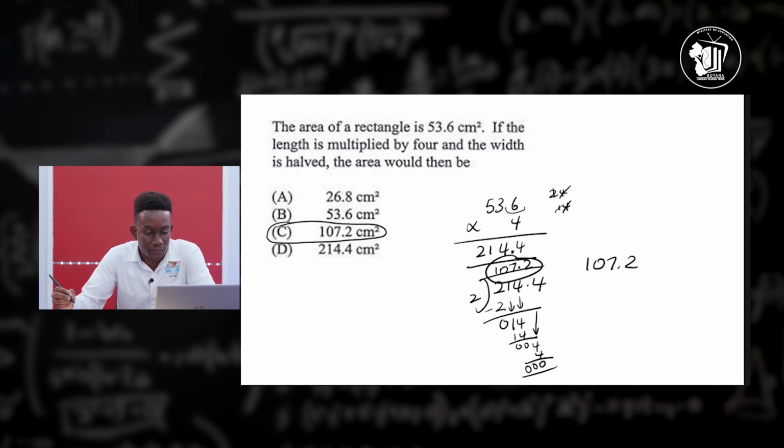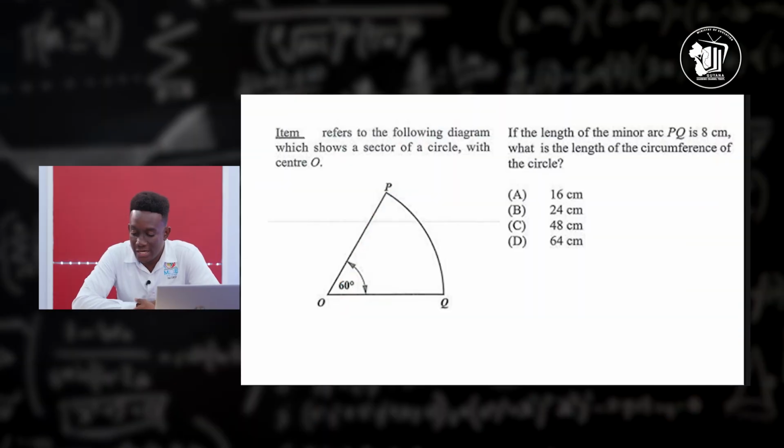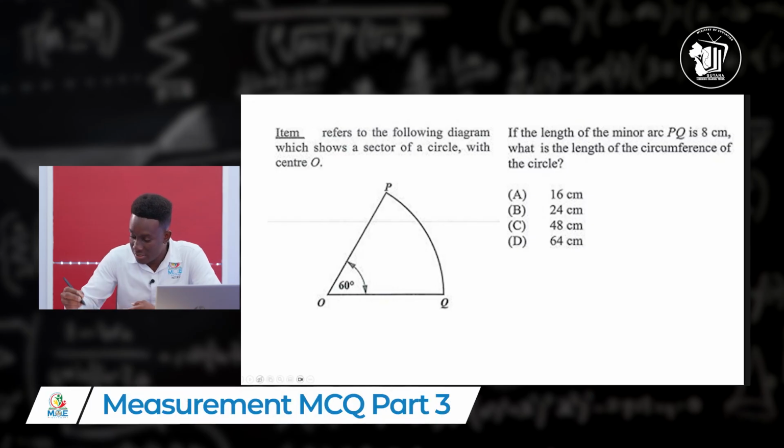107.2. So this one says, the item refers to the following diagram which shows a sector of a circle with center O. If the length of the minor arc PQ is 8, what is the length of the circumference of the circle? They said the length of the minor arc is equal to 8 cm. They want to find the length of the circumference.